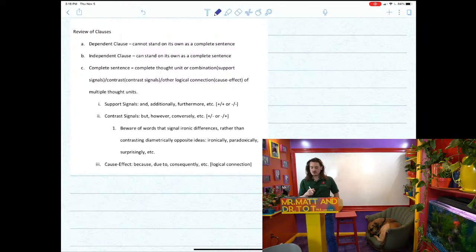And then lastly, we have cause-effect signals. These are more logic-based conjunctions, like because, consequently, in conclusion, those types of things, due to.